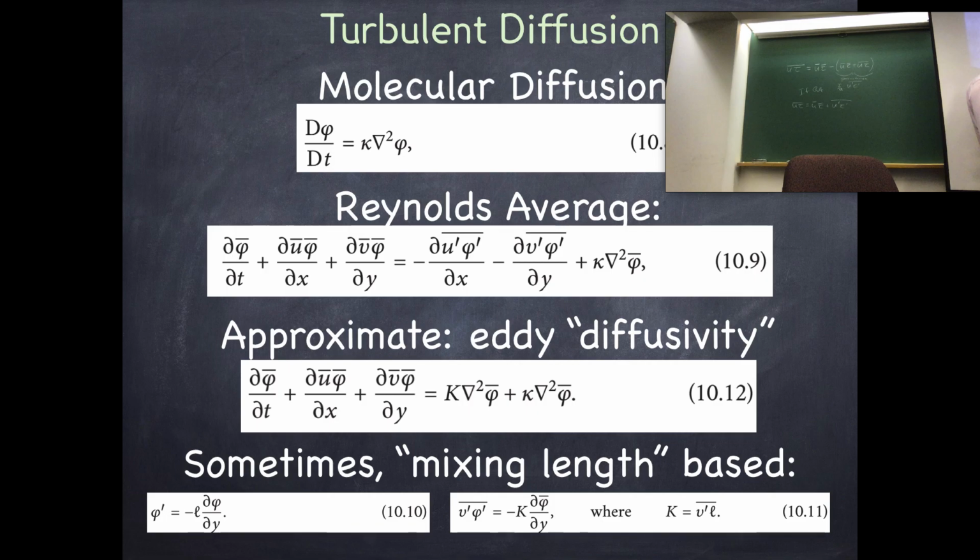Vallis gives one quick example where he says, suppose we think of this prime here as being a length scale times the large scale gradient. So if I had a gradient of stuff, where it's big up here and small down there, and I displace this, I could say that phi prime was approximately the distance that I displace it times the gradient.